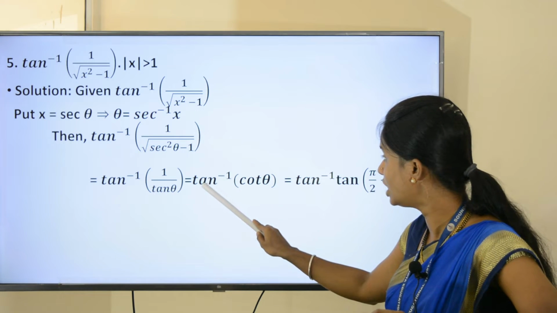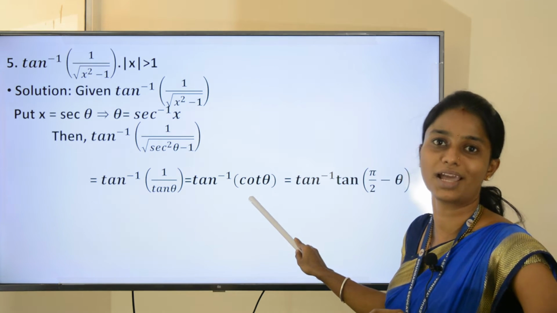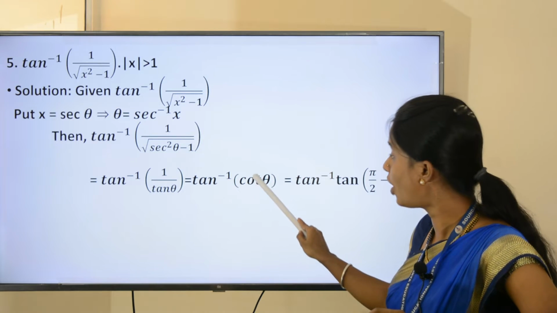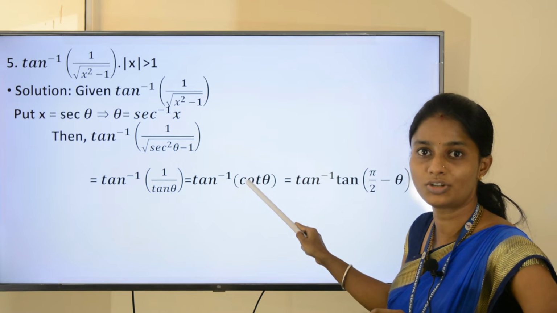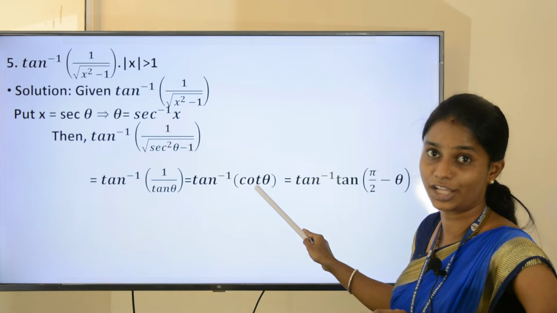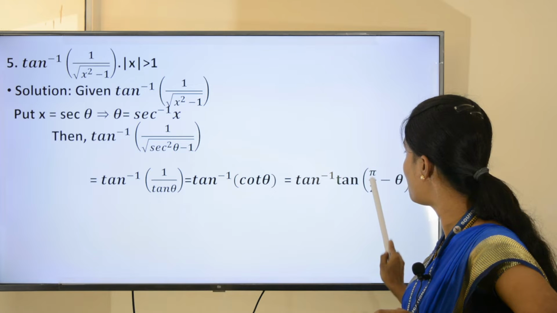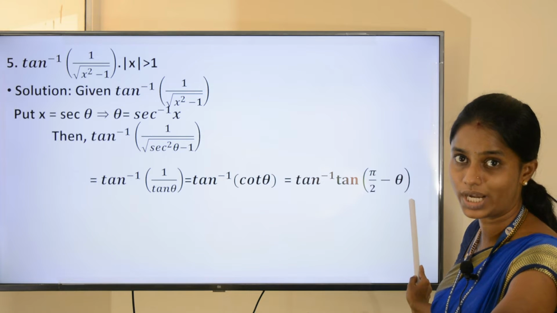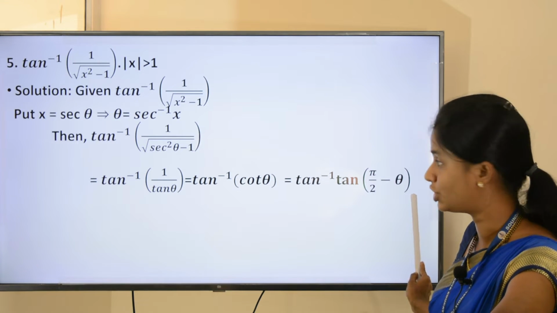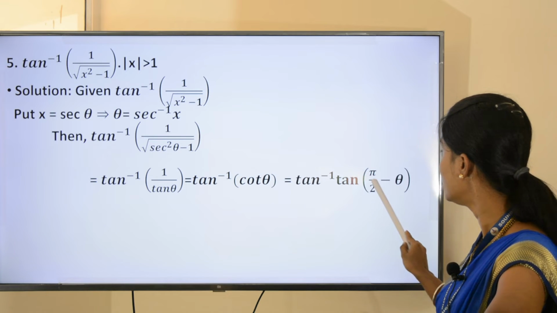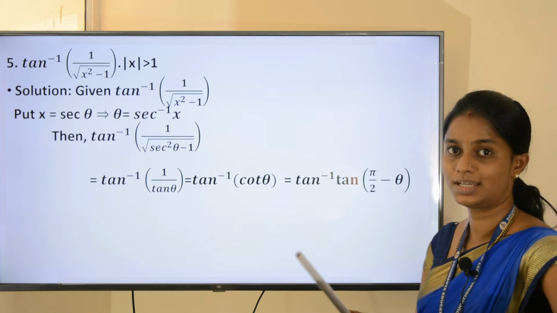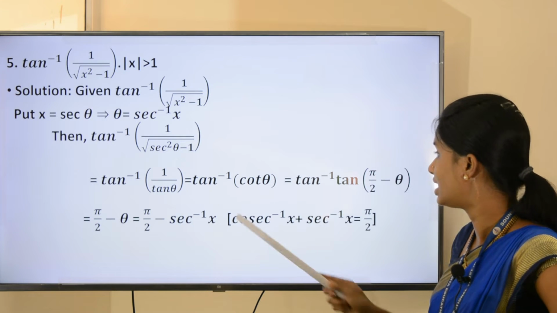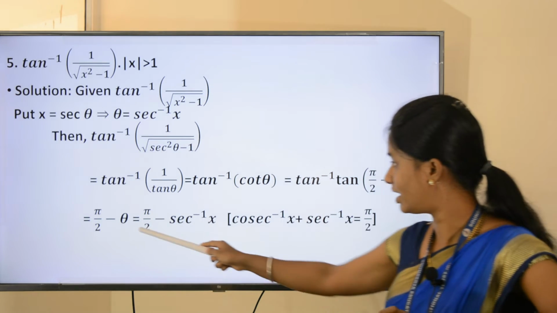Please observe, if tan inverse of tan should be there, then I can apply the inverse trigonometric property, isn't it? But here we have cot theta. Now the cot trigonometric function I have to convert in terms of tan. How? Using the allied angle form, that is tan of pi by 2 minus theta. I have considered the first quadrant only, students. In the first quadrant, all the trigonometric functions are positive. Therefore, cot theta can be replaced with tan of pi by 2 minus theta. Now, tan inverse of tan x can be written as x, so that is pi by 2 minus theta here.